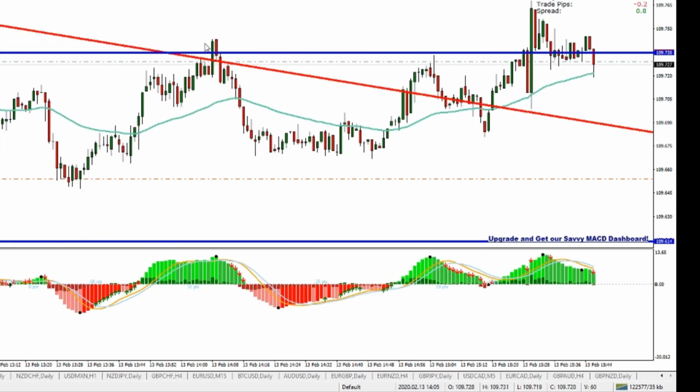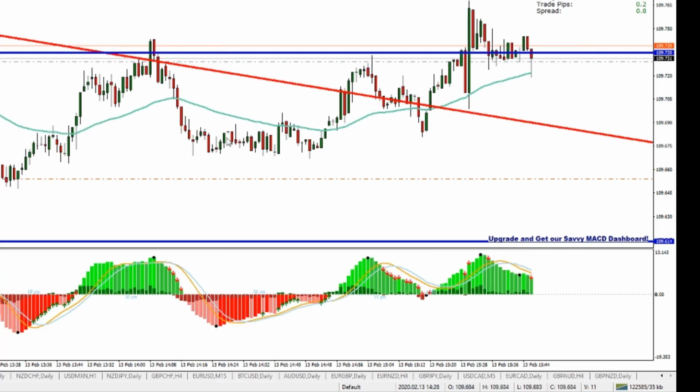What else do we see happen? Broke above this level, we broke these highs. It popped above this, got rejected, popped above it, got rejected, but then it made a third effort.